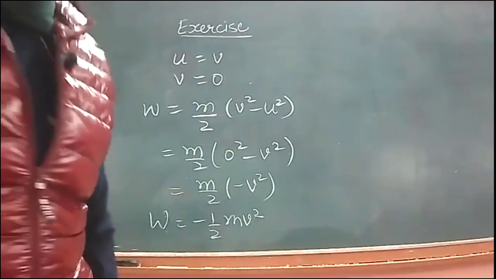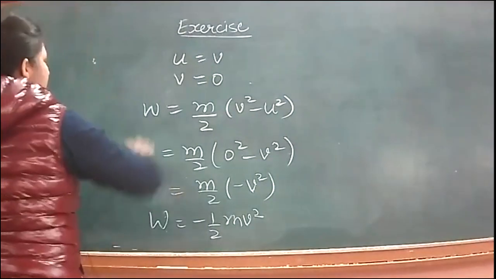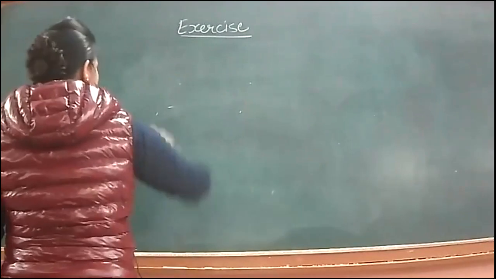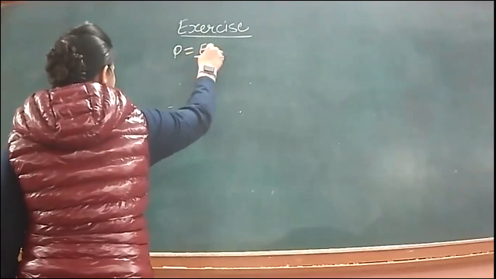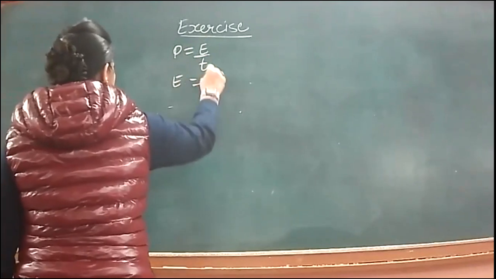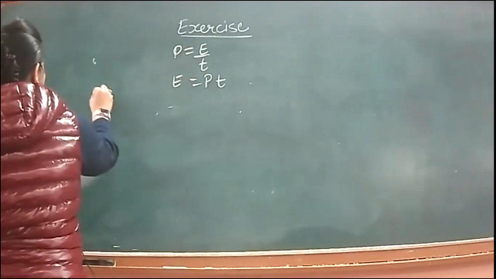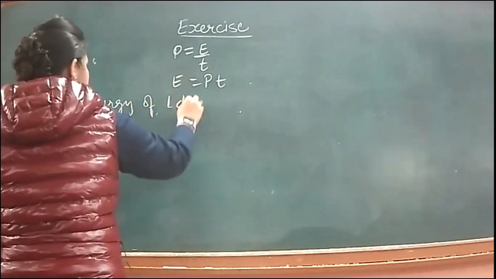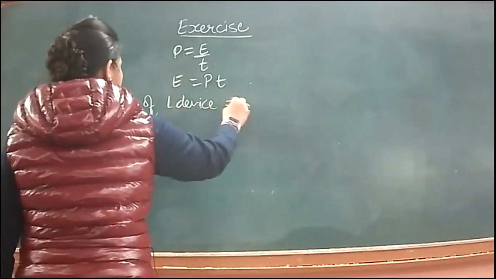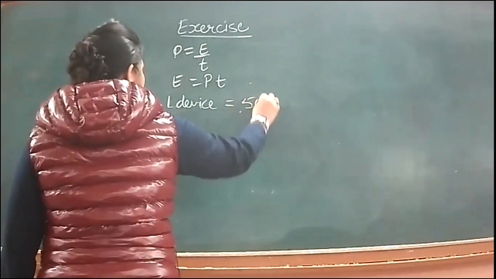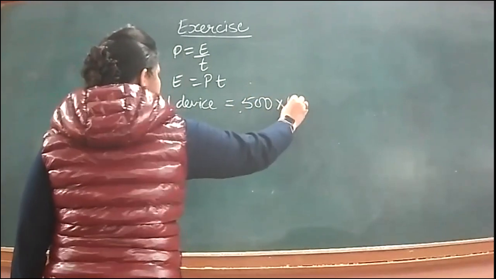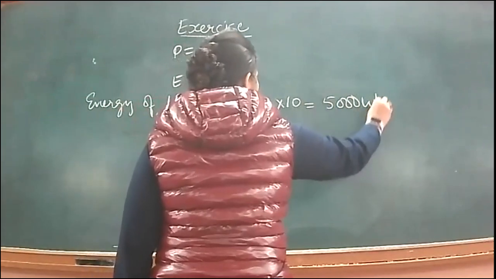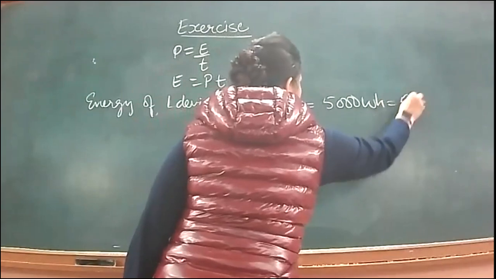So 500 watt is the power of one device. Power is energy over time. Energy is power into time. We are going to use this. So energy of one device: its power is 500 and the time taken by it is 10. So 5000 watt hour. Or we can write 5 kilowatt hour.